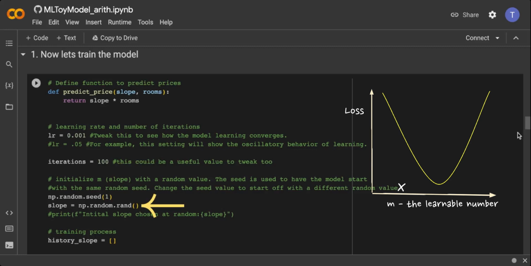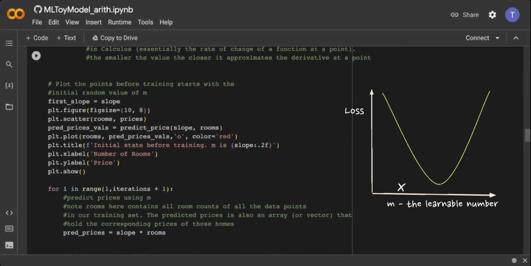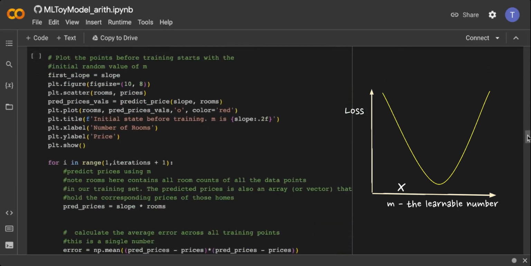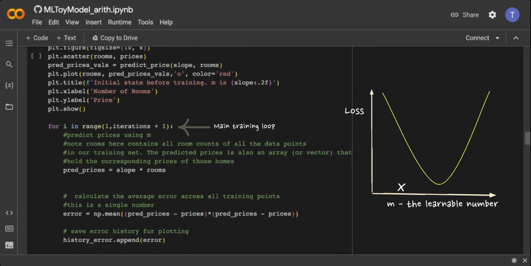In the learning loop, we predict the price of homes with the current value of m. We then calculate the average error across all the training points. The error is the squared difference of the true price and the predicted price. Recalling the figure we saw initially, we now have the coordinate of the point A, which is the current value of m, and the average error for this value of m.